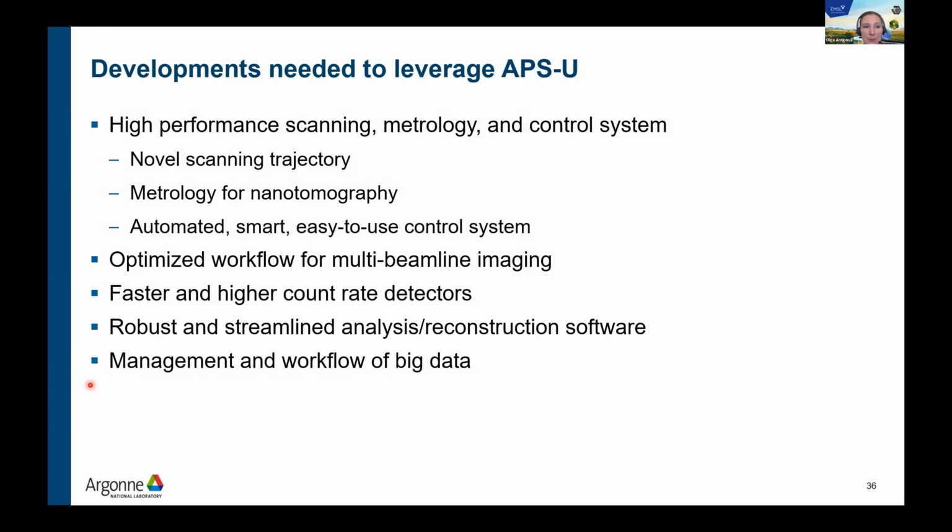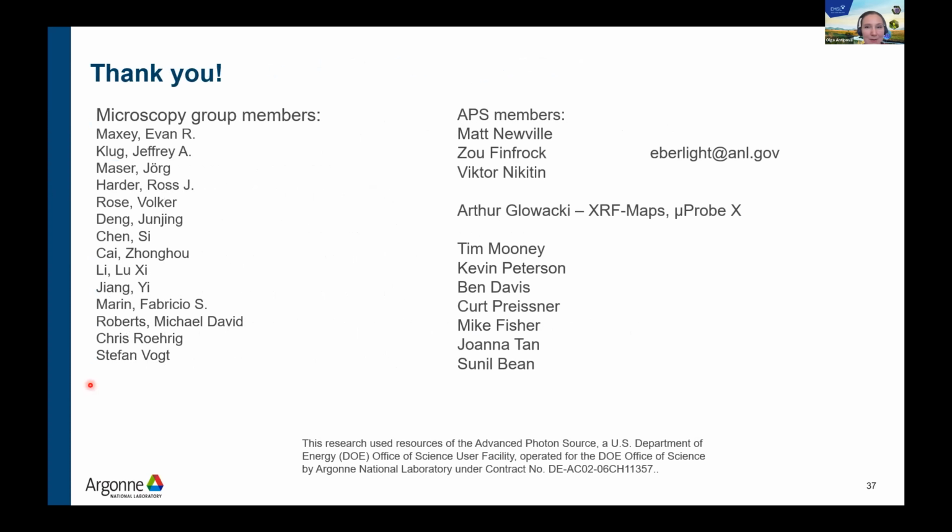After upgrade, we expect high performance metrology and scanning and control systems. We will improve our workflow for multi-beam line imaging and improve sample transition from one beam line to another. We hope to use higher count rate detectors, and we are also updating our reconstruction and data analysis software. So we're not going to have bottlenecks in these areas.